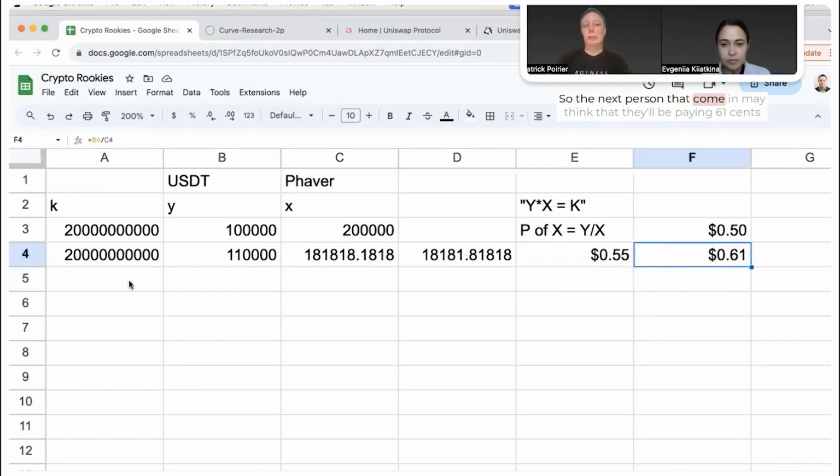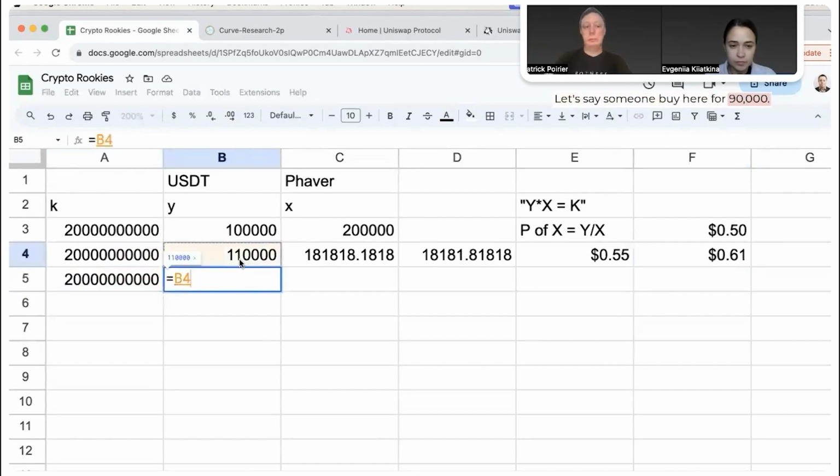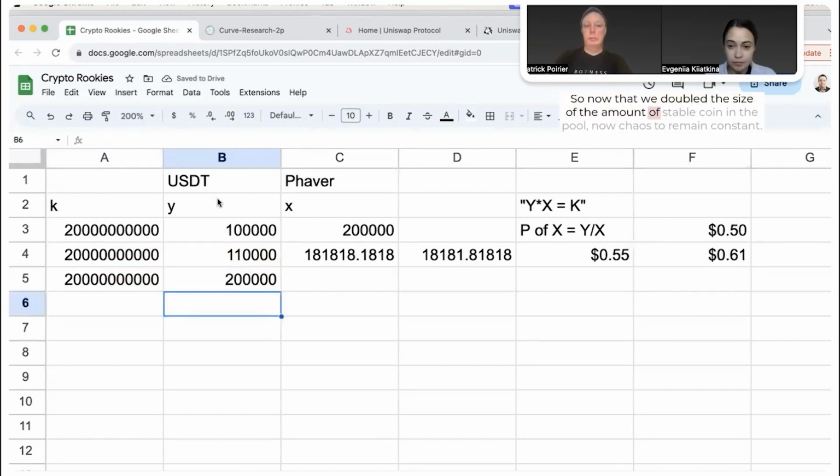So the next person that comes in may think that they'll be paying 61 cents if they're buying. But that's only true if they buy a very small amount. Because if they buy for another $10,000, the same thing will happen, they'll be moving along the curve. And I think at some point, if a ton of people, let's say, I'll show you what happened. Let's say someone buys here for $90,000. So now we double the size of the amount of stablecoin in the pool.